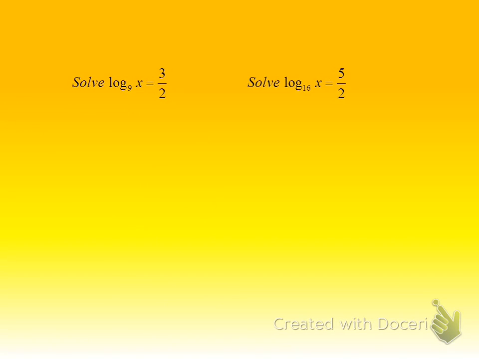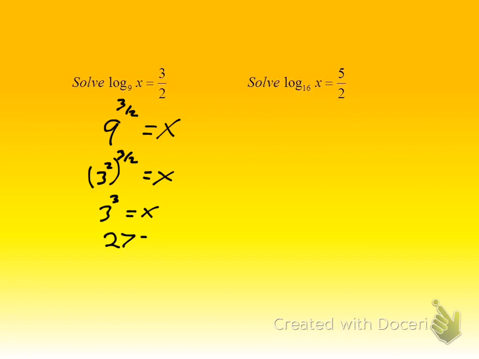Okay, so a couple more like that. We have log base 9 of x equals 3/2. So same way. Switch it, so 9 becomes the base, 3/2 goes to your exponent, equals x. 9 is 3 squared, to the 3/2. 2 times 3/2 is 3. So 3 to the third equals x. 3 cubed is 27.